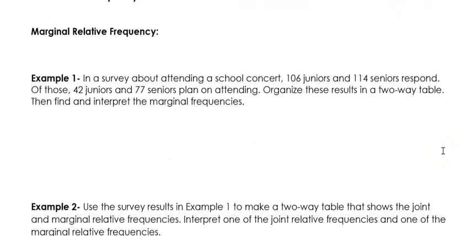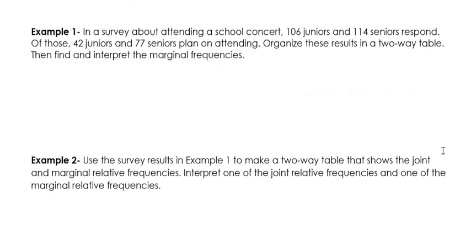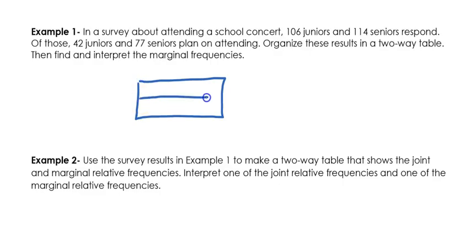Okay. So in example 1, it says, we have a survey about attending a school concert. 106 juniors and 114 seniors respond. Of those, 42 juniors and 77 seniors plan on attending. Organize these results in a two-way table. And then it wants us to find and interpret the marginal frequencies. Okay, so if you just start, leave some room because we're going to add on to this table. So if you want to just see me make the outline real quick, that's totally okay.